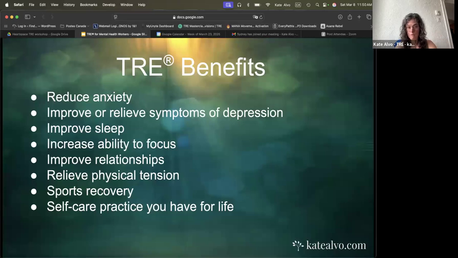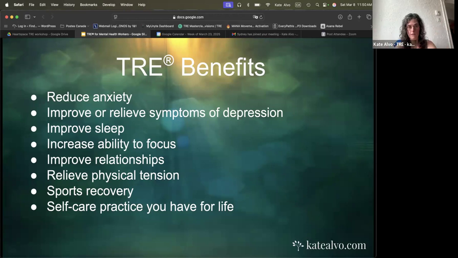It's great for sports recovery. There are athletes, even Olympic athletes, who use TRE to release the tension held in their muscles. And as I said earlier, this is a self-care practice that you have for life. You can see here in these benefits, there are a lot of things it has in common with the SSP.